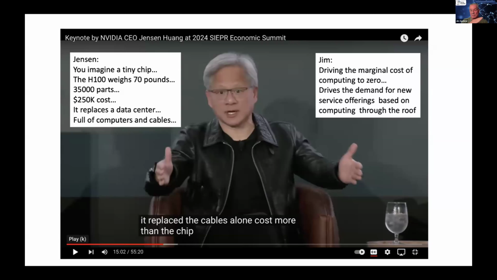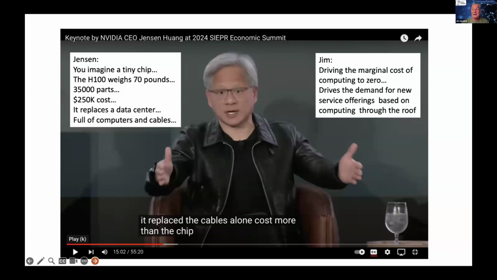And as he's driving the marginal cost of computing to zero, and again, the marginal cost of computing is you can look at any object in the world or any service in the world and say, how much of the cost of that is labor? How much of the cost of that is material? How much of the cost of that is energy? So he's talking about how much of the cost of that is computing. And more of our services depend on computing. So as he drives the marginal cost of computing to zero, the demand for new service offerings based on computing is going to go through the roof. And this is the mindset we need, I think, for thinking about the future as NVIDIA and others drive the marginal cost of computing to zero.